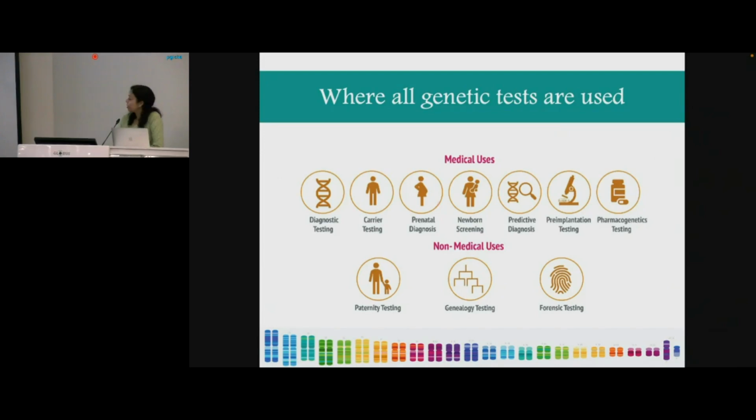Coming to the non-medical uses, paternity testing is done in the members of a family to find out whether they are biologically related or not. The next one is genealogy testing. It determines the lineage or ancestry of a family or an individual, and forensic testing is done more commonly in an individual for legal purposes.